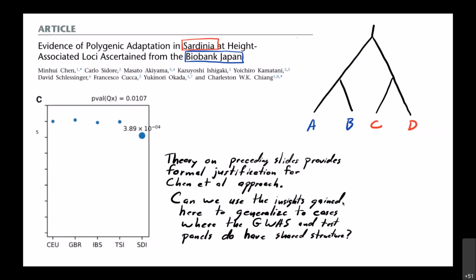So now, my question for the rest of this talk is, can we use the insights gained in these past few slides and in thinking about this particular test that they did to generalize to cases where the GWAS and test panels might have some shared structure, and to make this approach pioneered in this particular study airtight? I think the answer is yes, and I'll try to walk you through the approach here.